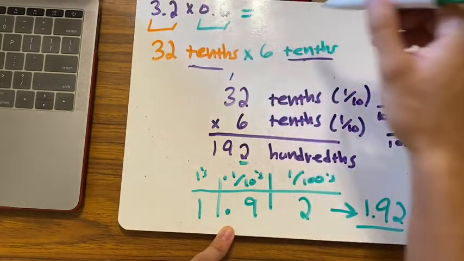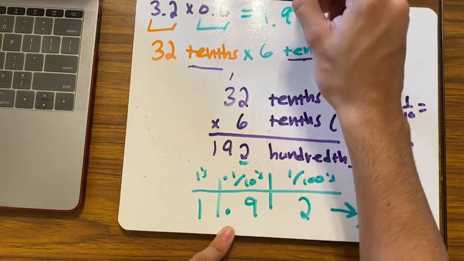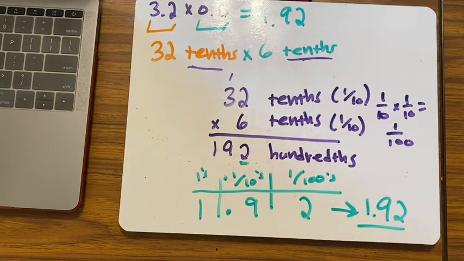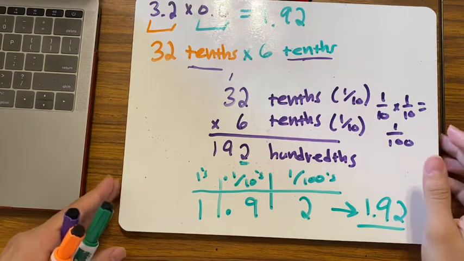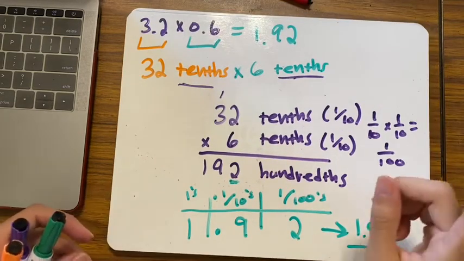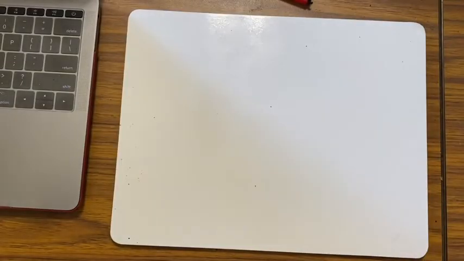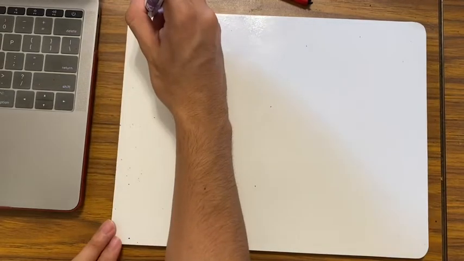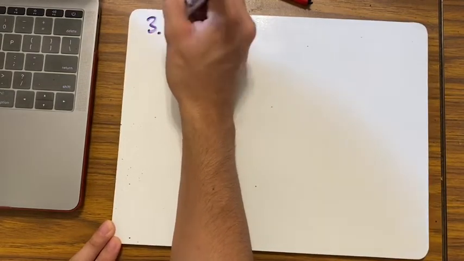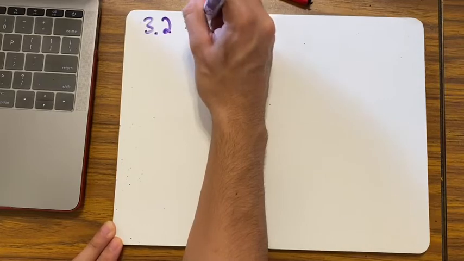3.2 times 0.6 is 1.92. All right? Cool. But there's actually another way we can multiply this. And we actually learned it a little bit. We started off learning it, I think, earlier this week. But anyways, I'm going to use the same problem, okay? Let's say that I have 3.2 times 0.6, okay?